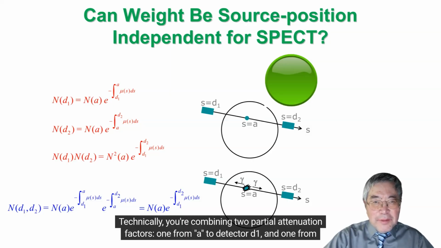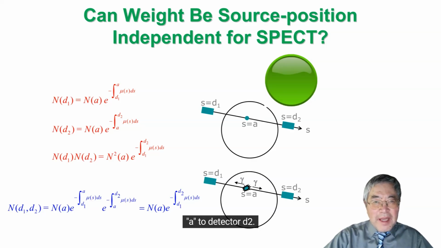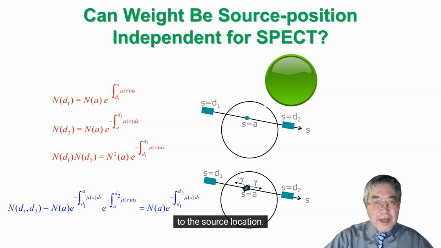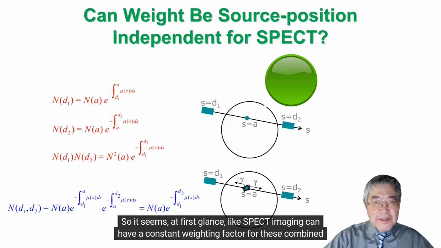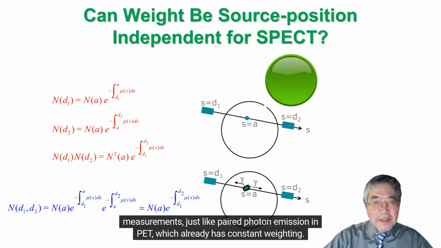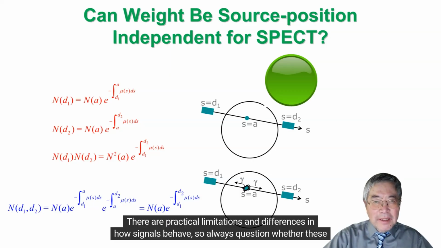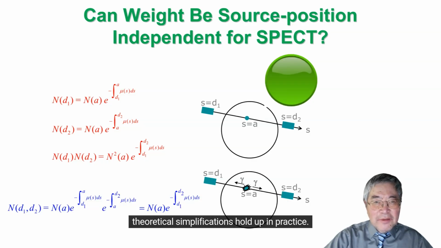Technically, you're combining two partial attenuation factors, one from A to detector D1 and one from A to detector D2. When you multiply them, the exponentials add up, and the weighting factor becomes constant with respect to the source location. So it seems at first glance like SPECT imaging can have a constant weighting factor for these combined measurements, just like paired photon emission in PET, which already has constant weighting. But be careful, real life is not always this simple. There are practical limitations and differences in how signals behave, so always question whether these theoretical simplifications hold up in practice.